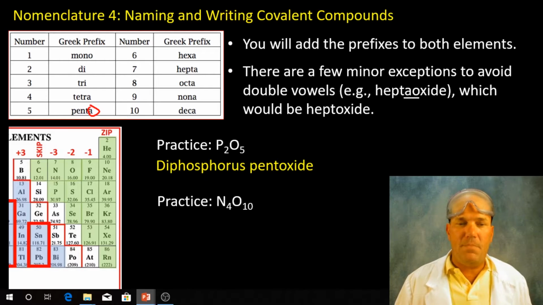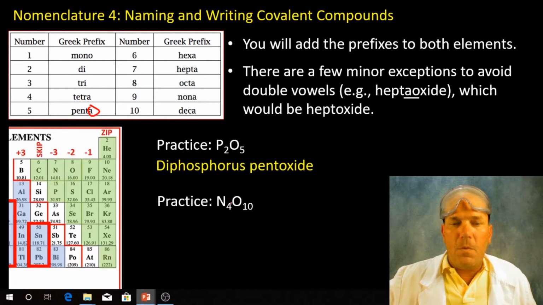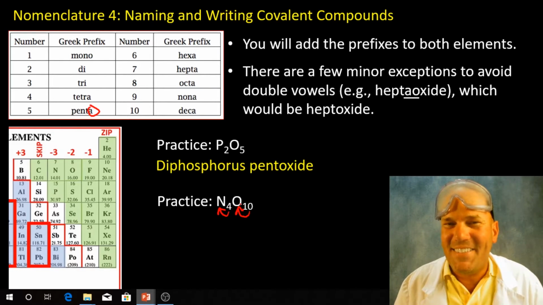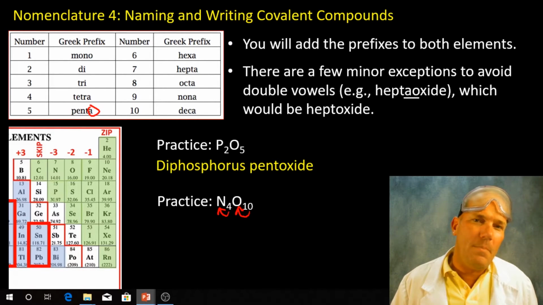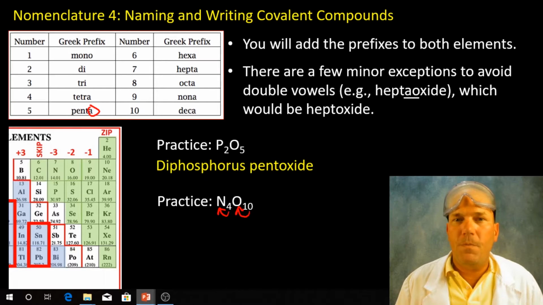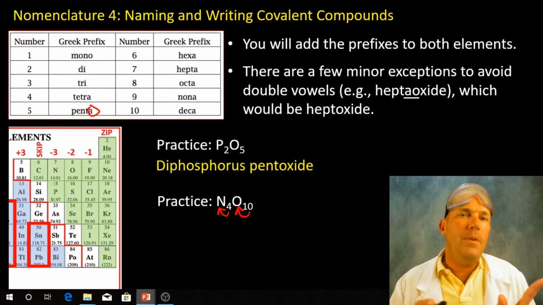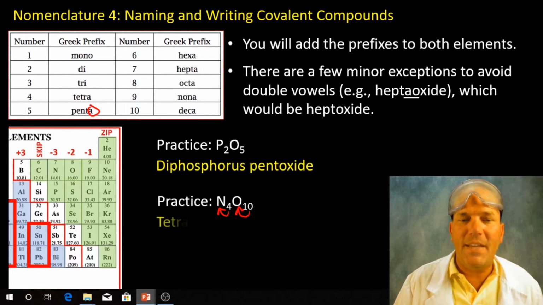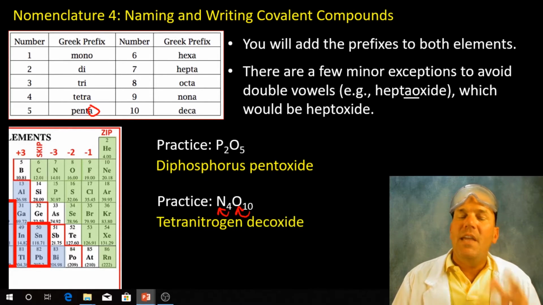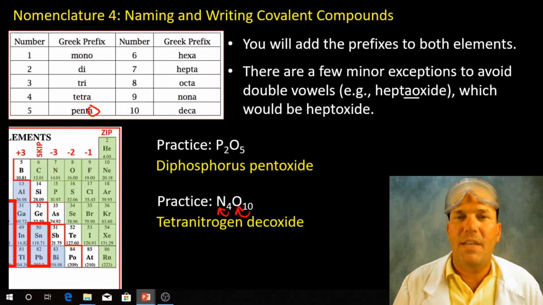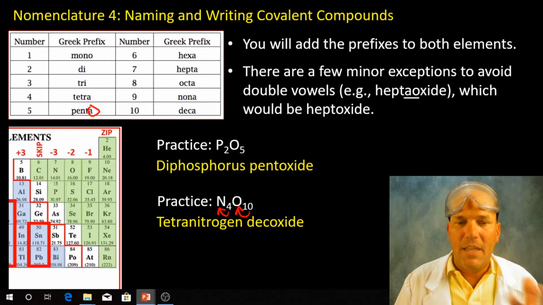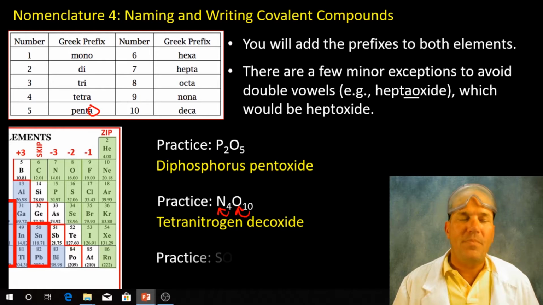They're relatively simple. So we have 4 nitrogen, and we have 10 oxygen in this covalent compound. Well, the prefix for 4 is tetra, and the prefix for 10 is deca, so this is tetranitrogen decoxide. Again, we've omitted the A to avoid the double vowel.